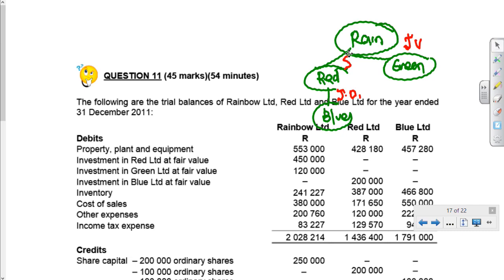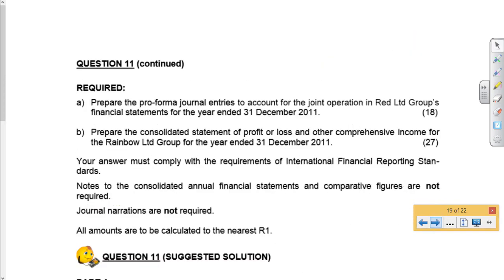Let's see what they ask us to do. They ask you to do pro forma journal entries for the joint op. Just for the joint op, for 18 marks. How easy are those? So easy. If you get that in the exam, you're going, wow, 18 marks for joint op journals, and then another 27 for the P&L. We've just done a P&L, so it's not going to be much different. How does this P&L look? Parent plus sub, rainbow plus red, plus percentage of blue, and then plus the line item for green.